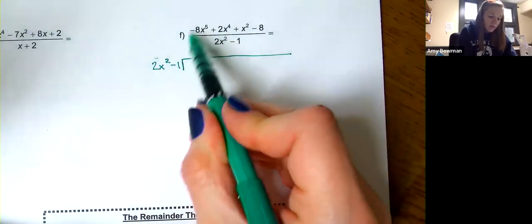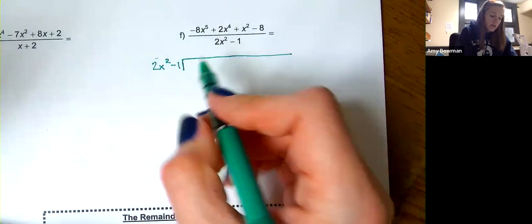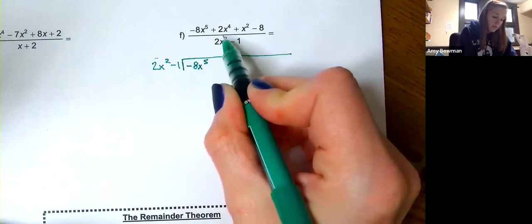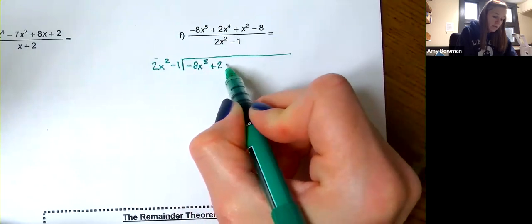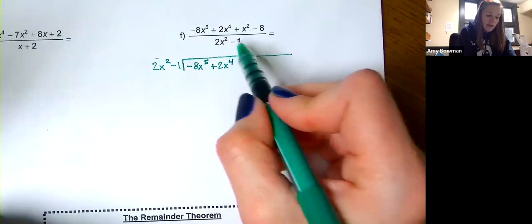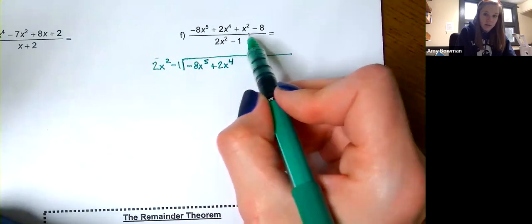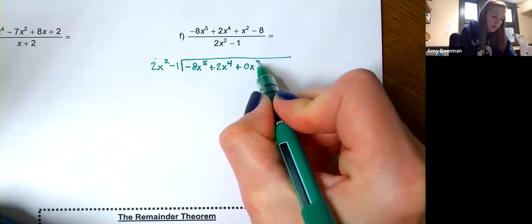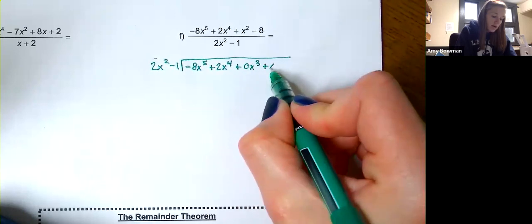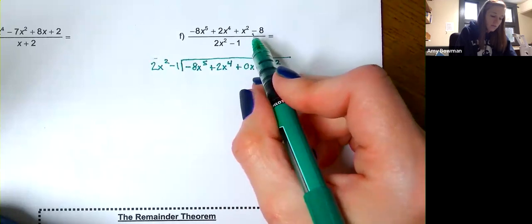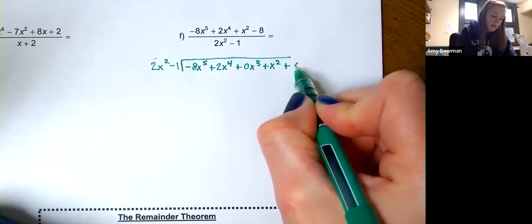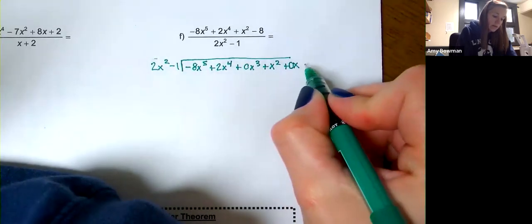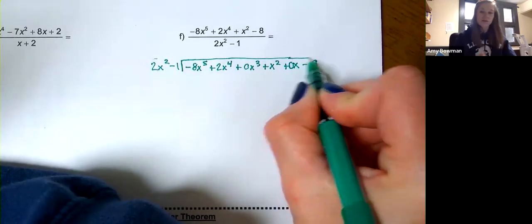Notice that my dividend starts with a 5th degree, 8x to the 5th. So I need something for the 4th, so 2x to the 4th. I don't have an x cubed term in my dividend, so I need to represent that with 0x cubed and x squared. I don't have an x to the first term, so I need to put that in there, 0x to the first minus 8. So here's the setup.